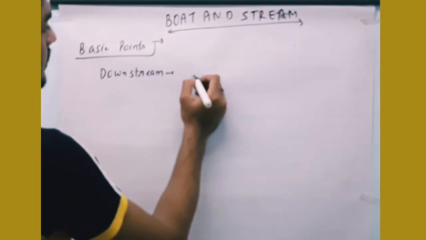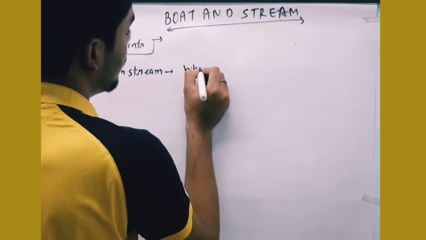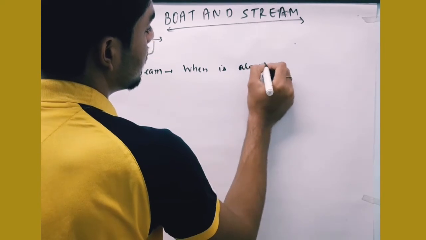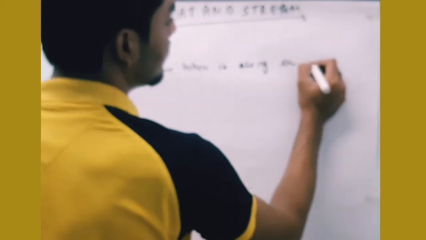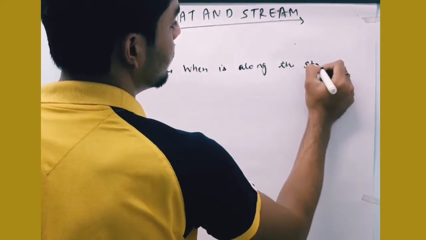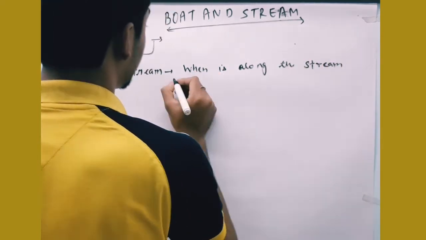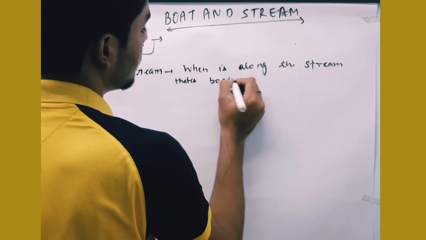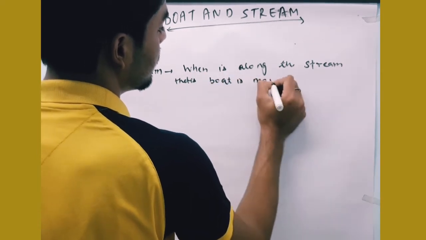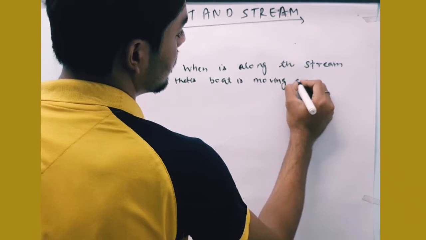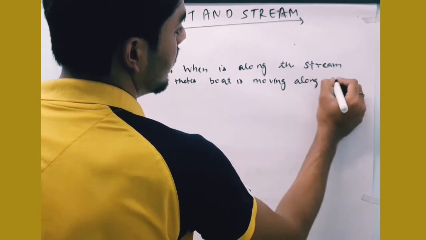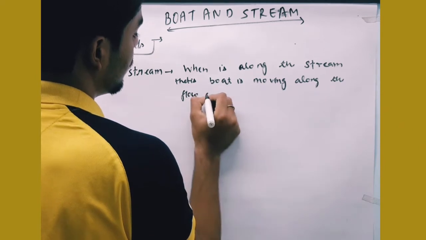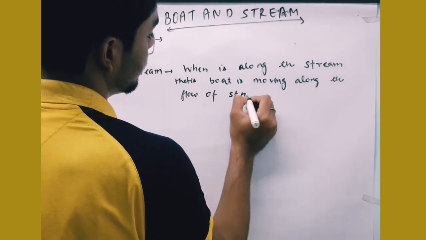The definition of downstream is that when the boat is moving along the stream, that is, the boat is moving along the flow of stream.